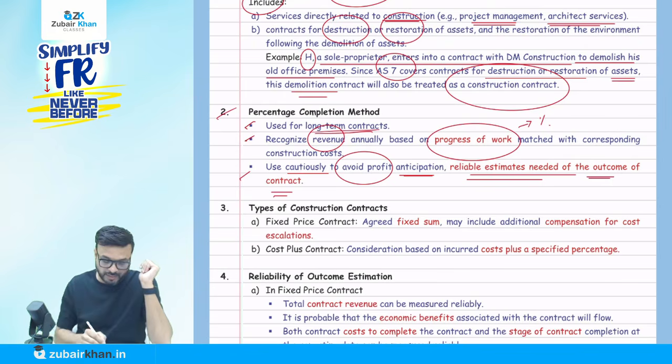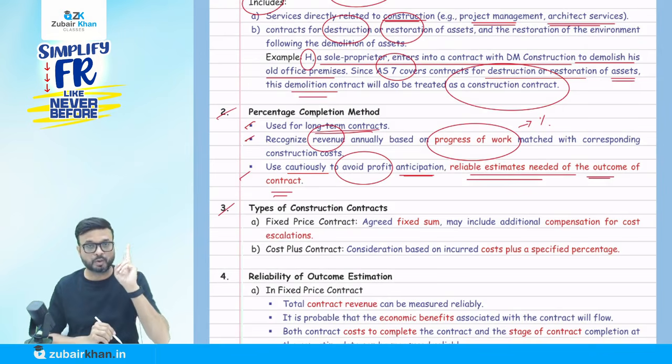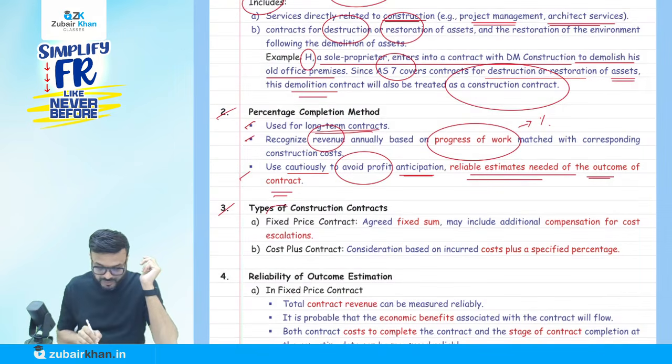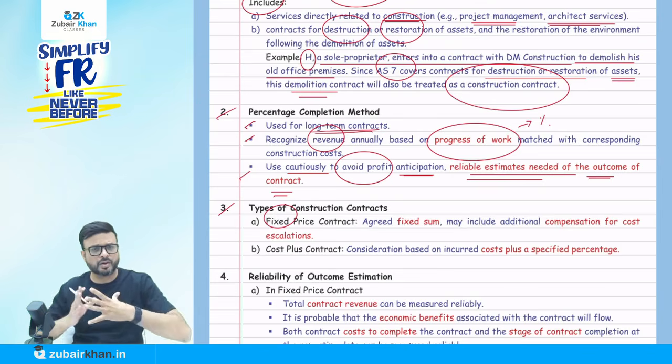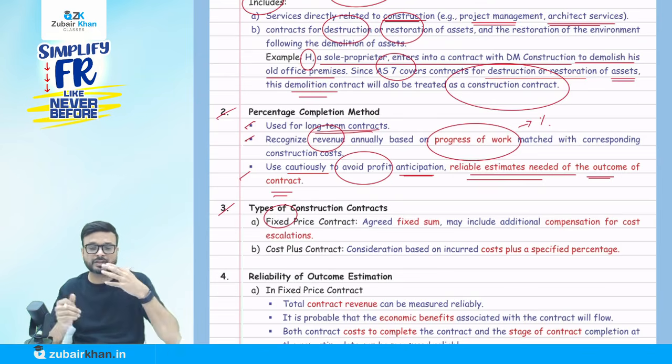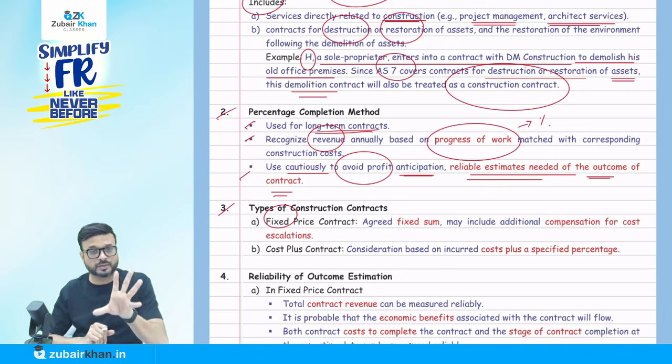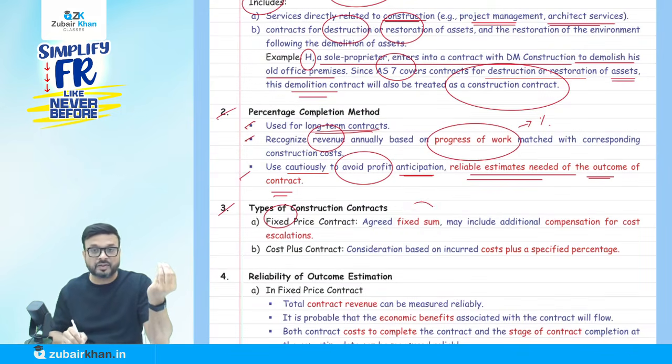Okay. Now third is the types of the construction contract. There are two types of contract. First is a fixed price contract. What happens in case of a fixed price contract? Generally it is not for so long a term. It's regular in nature. So we know how much cost is going to be incurred for that particular type of contract. Okay. So under the fixed price contract, we enter into a contract with the contractee with a fixed sum.